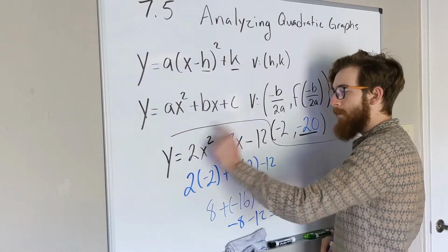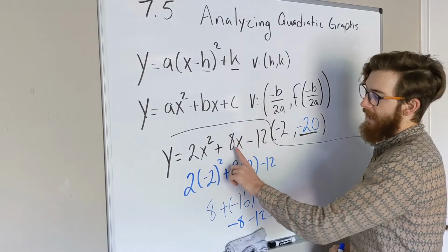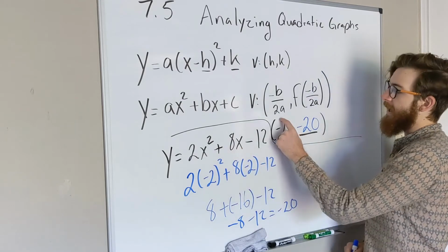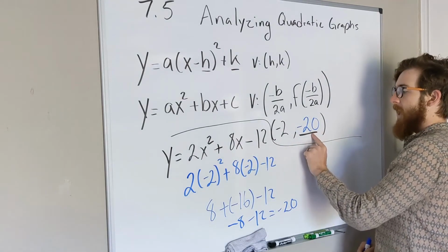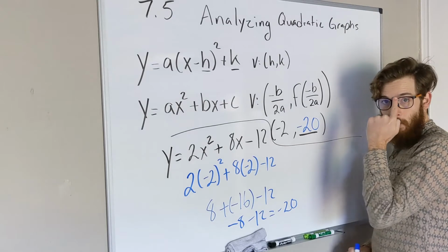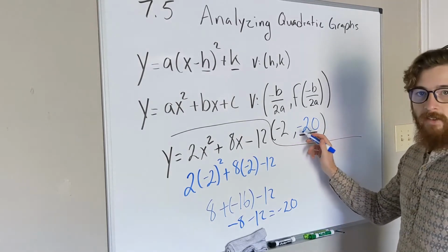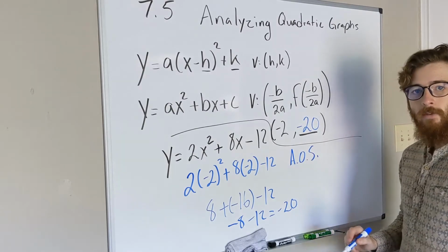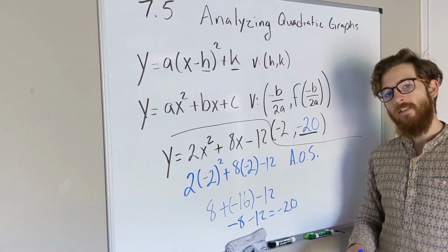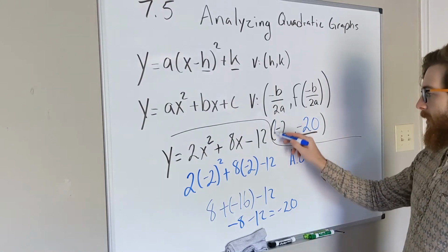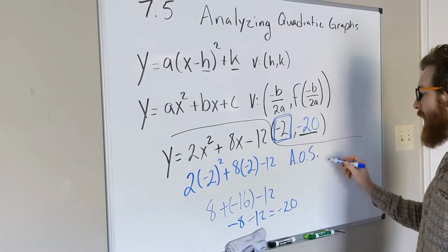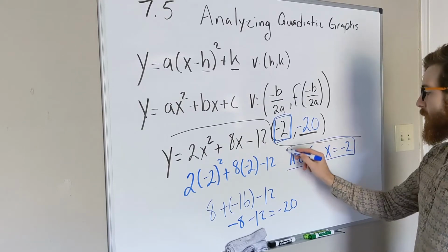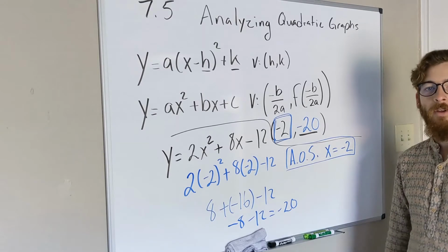So in this simple problem that I made here, I did negative b over 2 times a, and then I plugged it in, and I got negative 2 for my x and negative 20 for my y. Now, this is the vertex, but what about axis of symmetry? Remember what I said a few minutes ago? Axis of symmetry is just the x value. X equals negative 2. So my axis of symmetry is x equals negative 2.